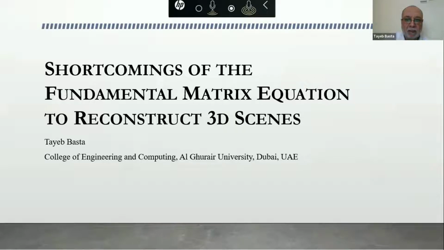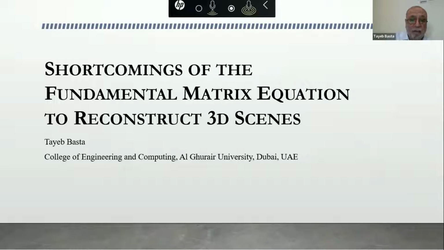This is actually a classical problem, about the fundamental matrix equation for 3D construction, or reconstruction, from images, from 2D images.